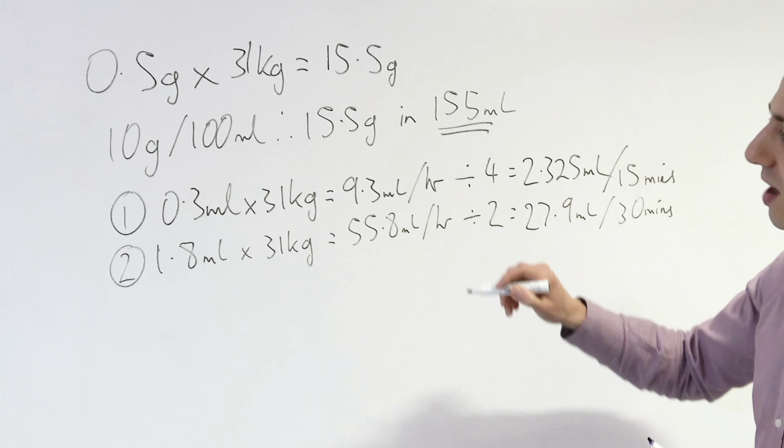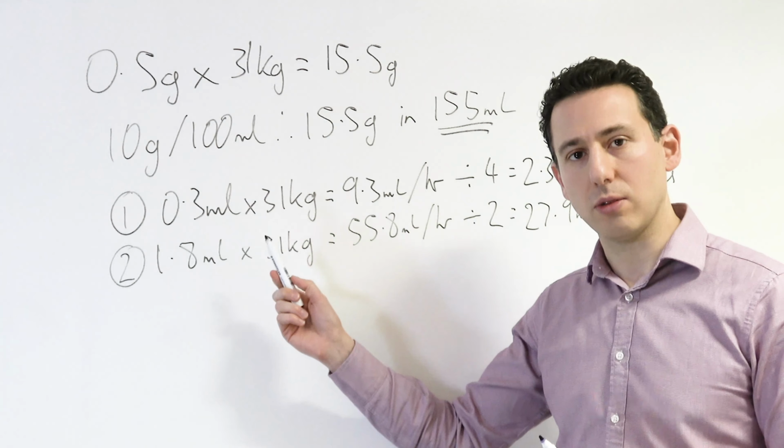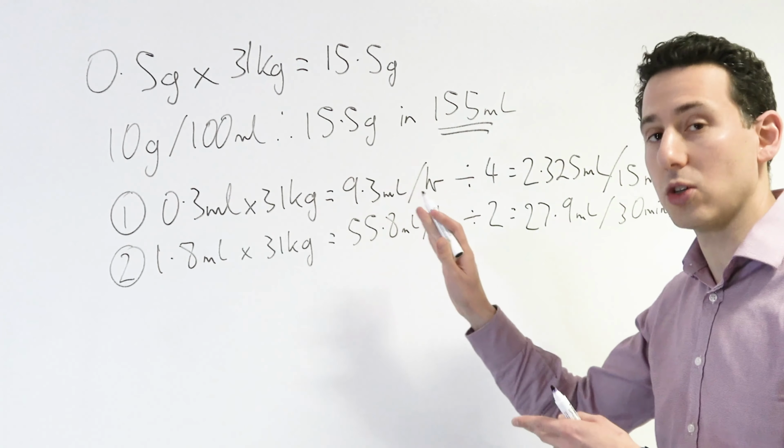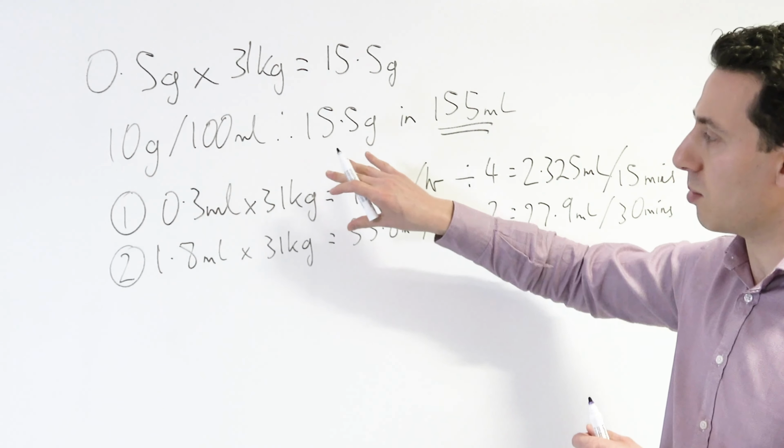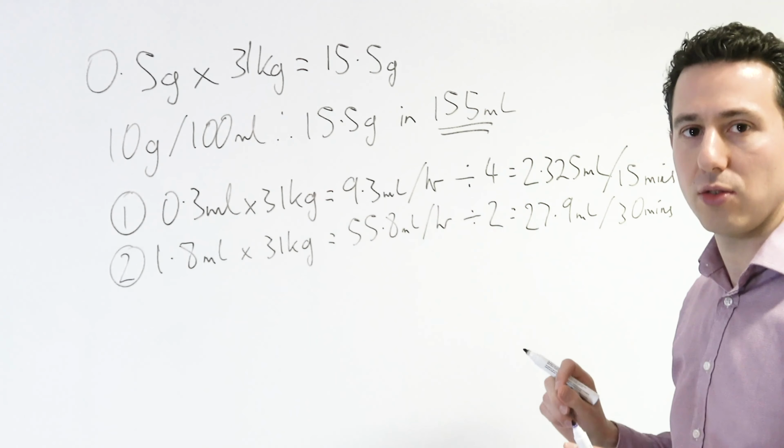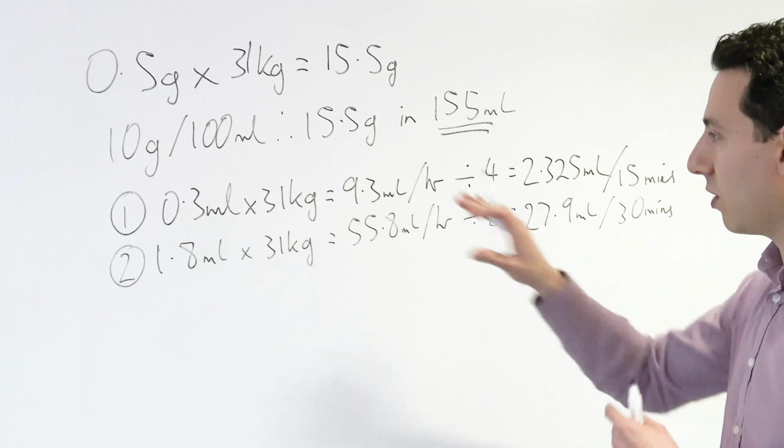Notice that with every number I have on the board here, there's a unit next to it. That's really, really important, particularly in this question where there are so many numbers. Imagine none of these numbers had a unit next to it. It would become very, very confusing very quickly what everything's relating to.